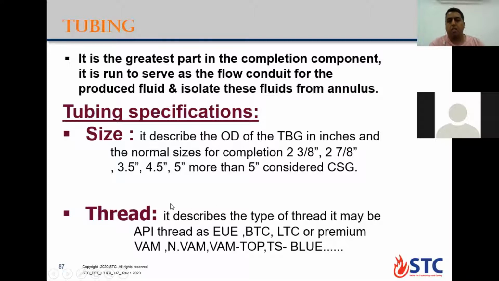The second thing is the thread type. We describe the thread type. It can be API thread like EUE, Patris, or LTC. This is the connection for casing, Patris and long thread component, or premium like VAM, New VAM, Top VAM, or Tenaris Blue.